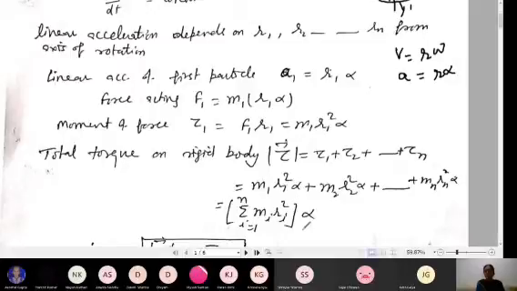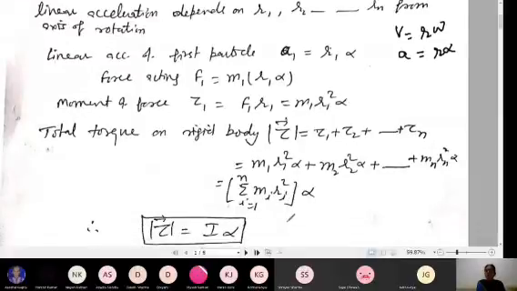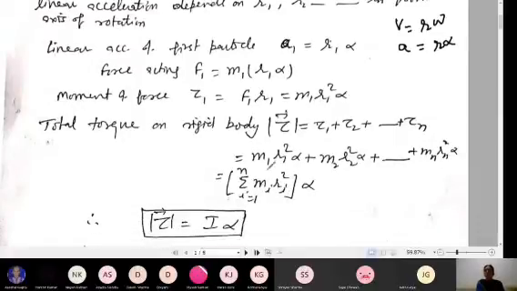This is the value of the moment of inertia I of a rigid body, given by the sum of the products of the masses and the squares of the perpendicular distances from the axis of rotation. So this value you can simply replace by I, the moment of inertia, and I get this relation for the torque: torque can be written as I into alpha. It's a very important relation, children. You all must note it down. So I get torque equals I alpha.